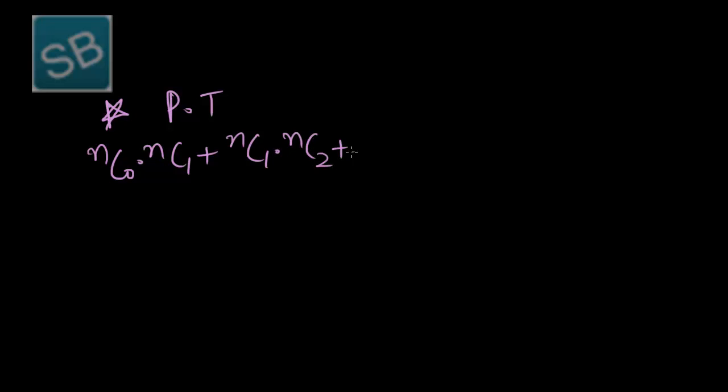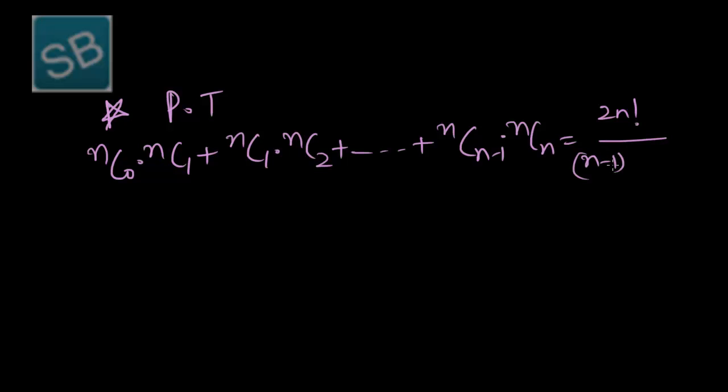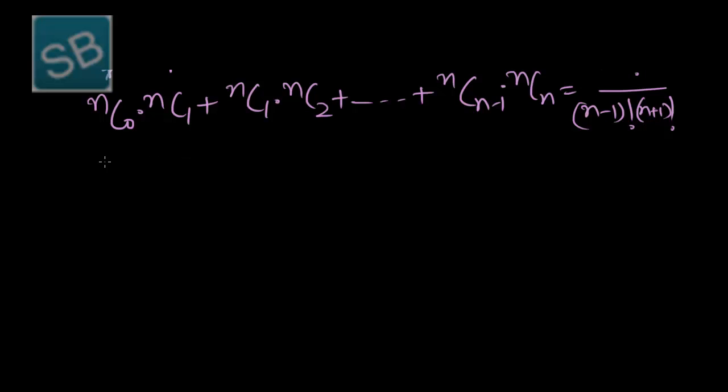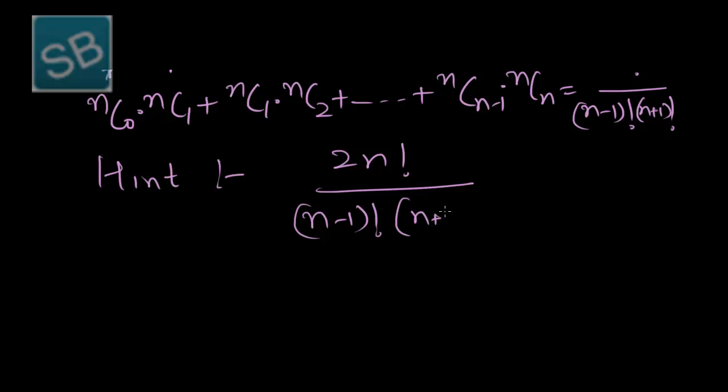Now the next problem is also same as a problem done in the previous lecture. That is, prove that nC0 into nC1 + nC1 into nC2 + so on nC(n−1) into nCn is equal to (2n)! over (n−1)! into (n+1)!. So use a hint as explained in previous lecture. So the hint is, we have (2n)! over (n−1)! into (n+1)!.